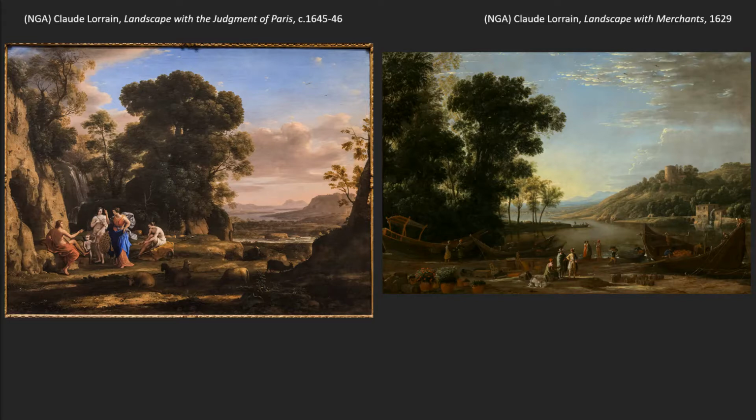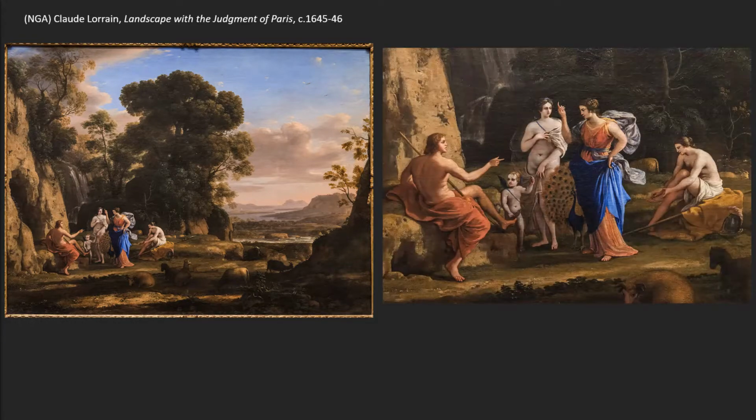Right? So Claude is primarily landscape, and many of them look exactly like this. This particular one is also every bit as classical, with a lot of horizontals and verticals that anchor the composition. And it shows us the story of the Judgment of Paris.